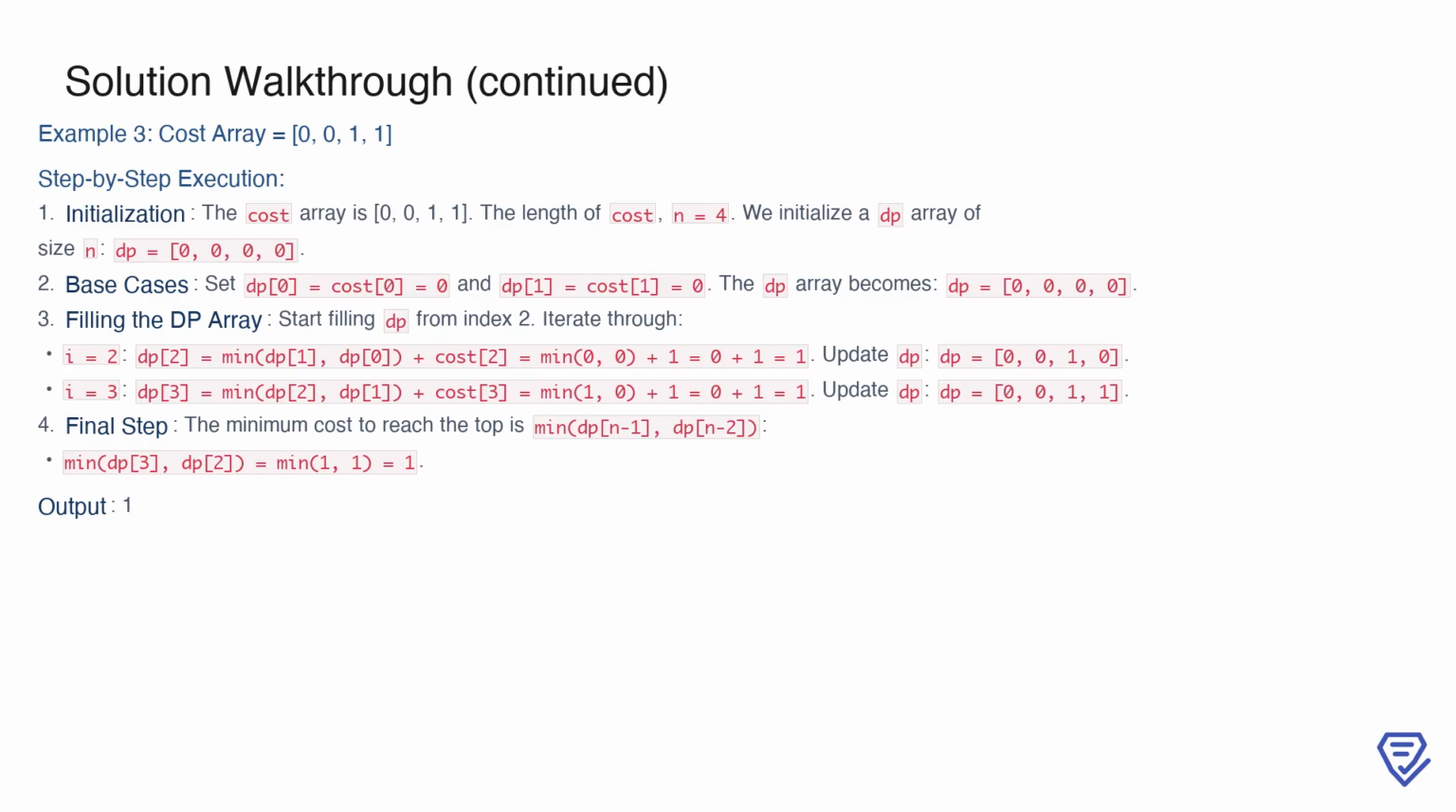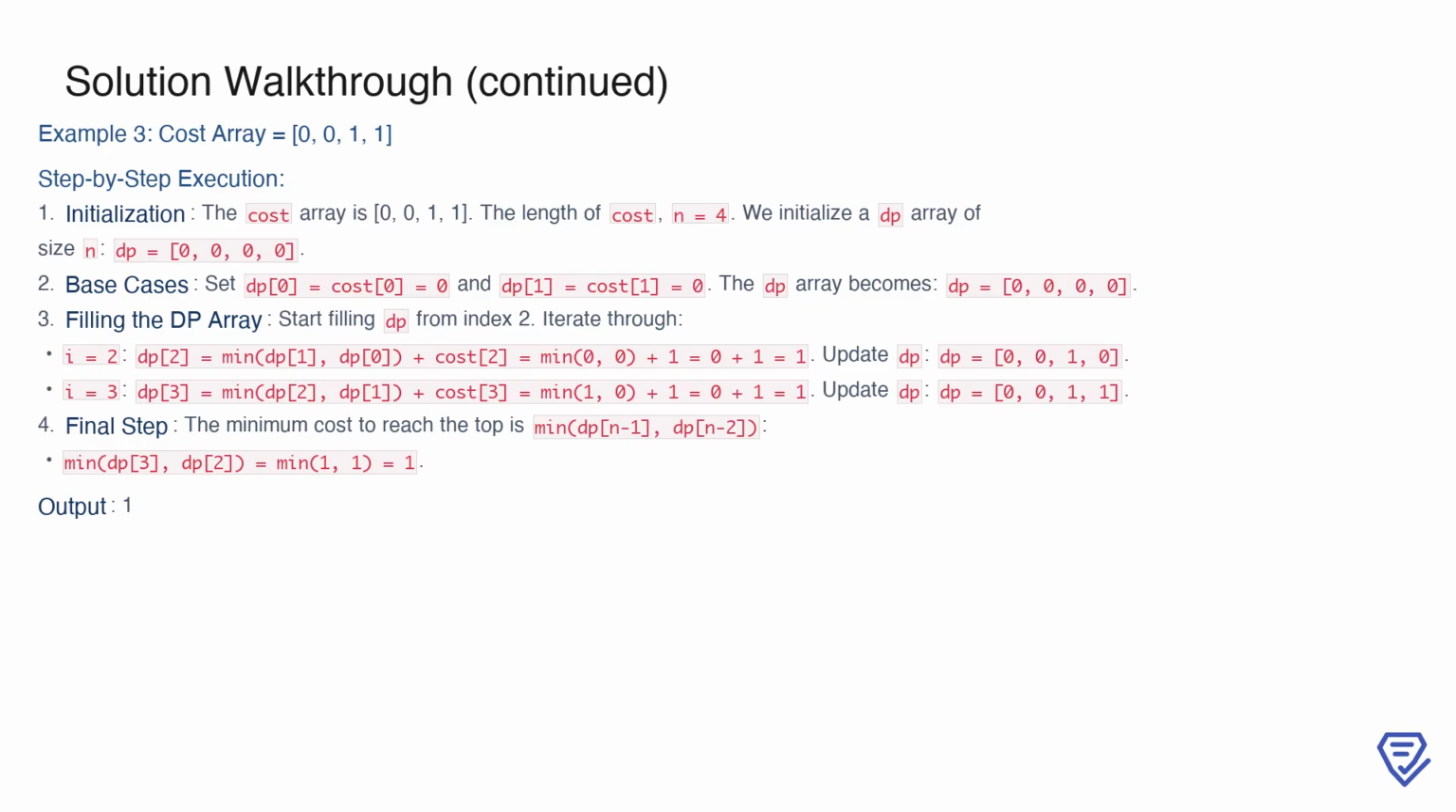Now, in this final example, the cost array is 0, 0, 1, 1, and its length is 4. We initialize a dp array with 4 zeros. For the base cases, dp[0] is set to cost[0], which is 0, and dp[1] is set to cost[1], also 0.